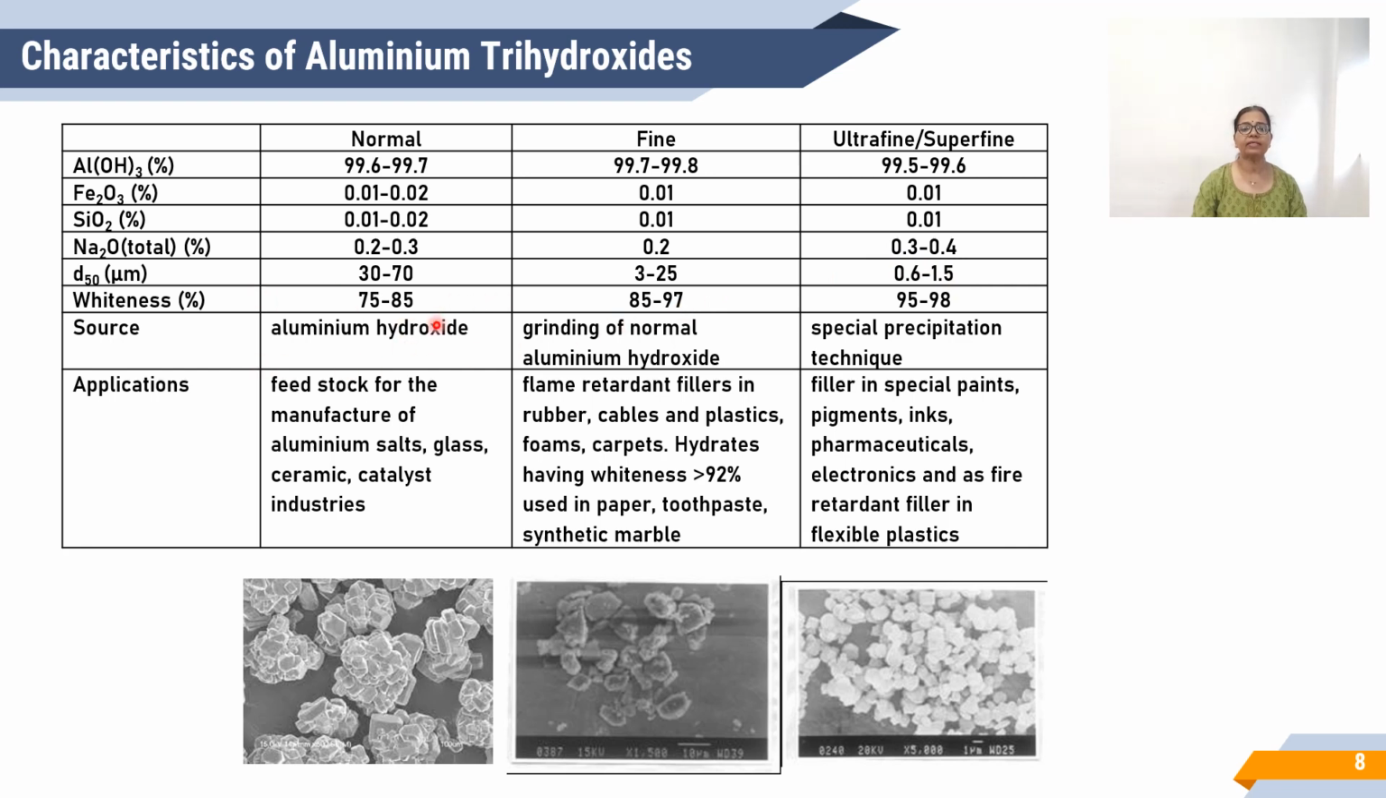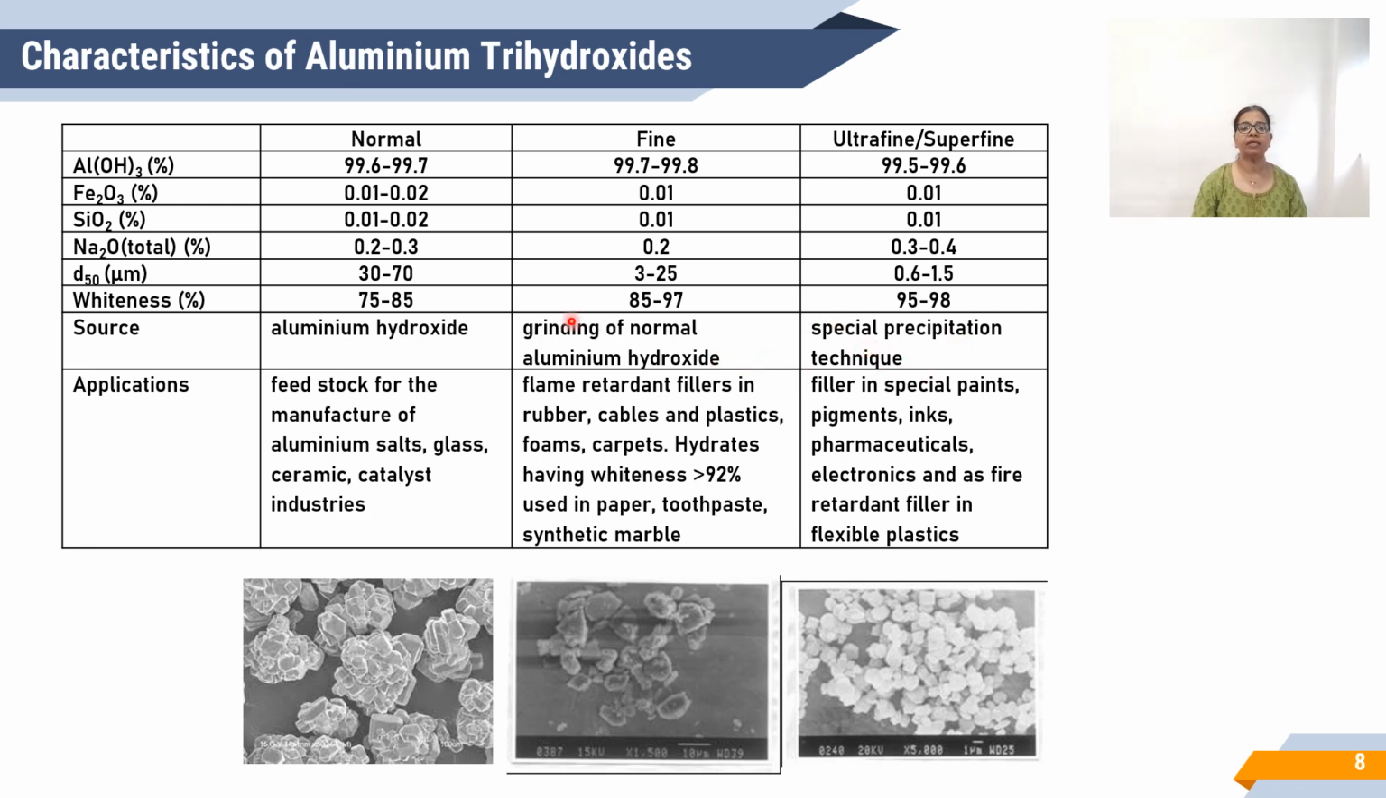Now from here we can see that the source of normal hydrate is aluminum hydroxide. That means this aluminum hydroxide is the same which we get from the Bayer alumina process, after which it is ground to get a particle size of 3 to 25 microns. The 0.6 to 1.5 microns cannot be produced by grinding because it requires a very high grinding energy, and hence it is produced by special precipitation technique.